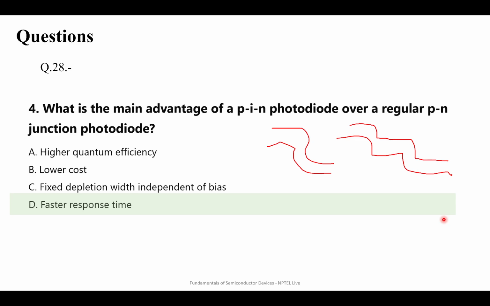No, you can make it smaller also. That does not matter. But sir, is this the reason that the slope will be less? Yeah, the slope will be less in a PIN diode. The depletion width will be smaller.